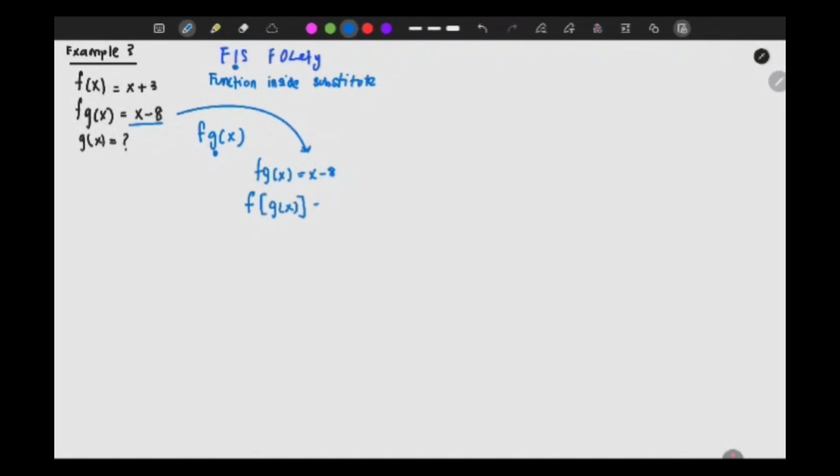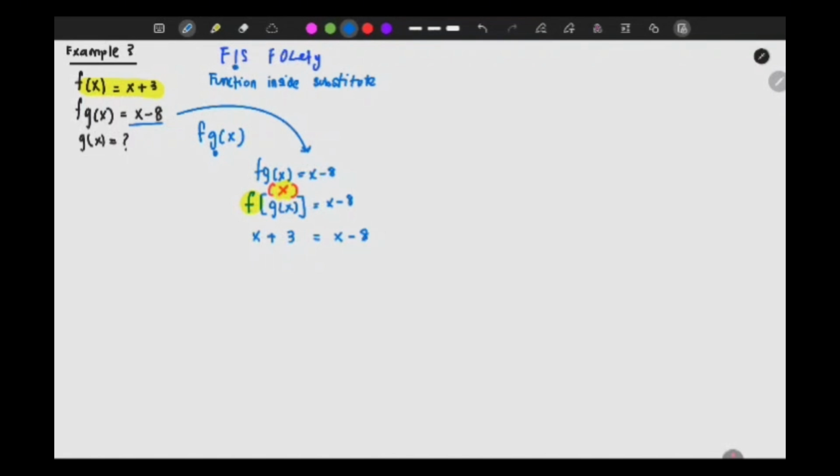And for this one, to substitute means something similar to how we find fg(x). It's the same thing. I told you, right? Whatever inside the bracket, assume as x. It's like your f(x). So this is like your f(x). And what is your f(x)? x plus 3. So x plus 3 equals x minus 8. But one thing, this time your x is not x. What is your x? g(x).